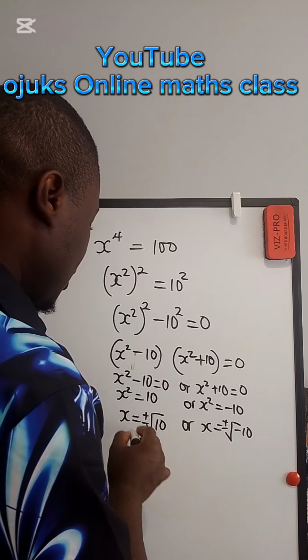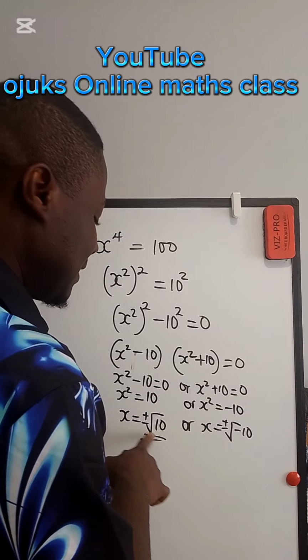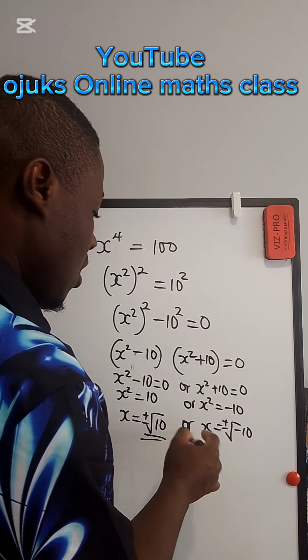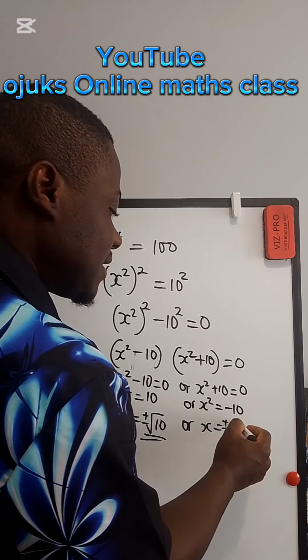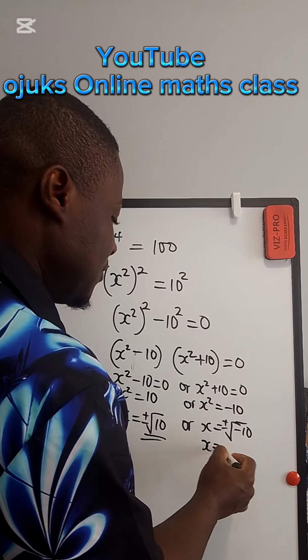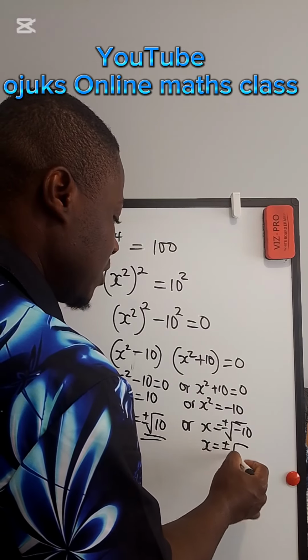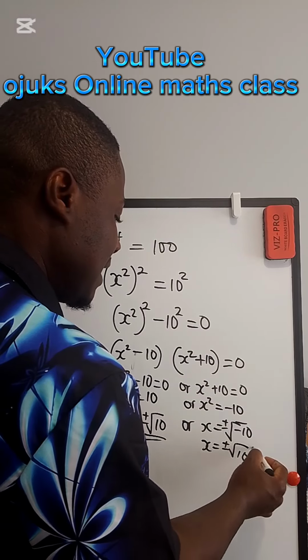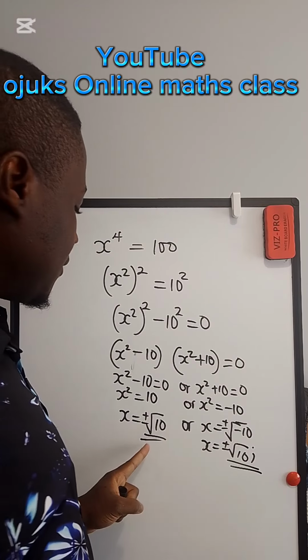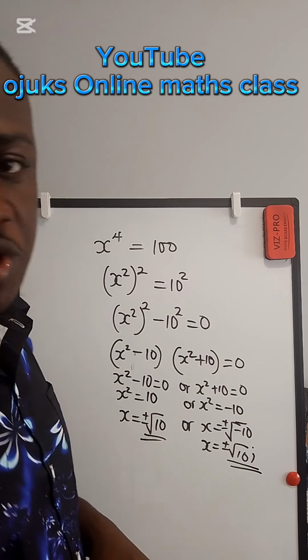So in return, of course, we have gotten the value of x here as x equals plus or minus square root of 10, or square root of minus 10 is an imaginary number. So definitely our x is going to be plus or minus square root of 10 i. Then i stands for the imaginary. So these are the two possible values of x that will satisfy the equation on the board.